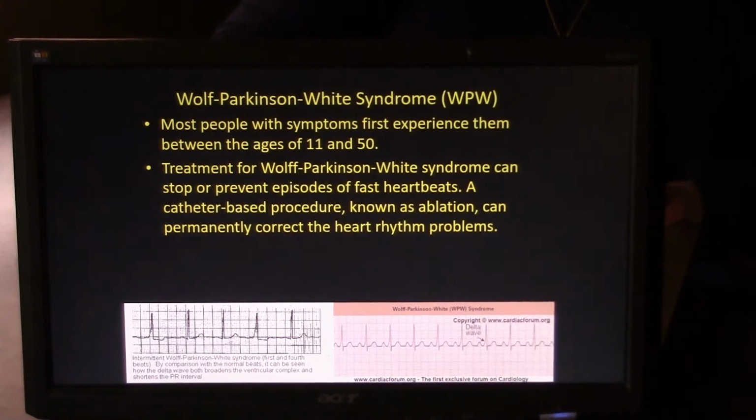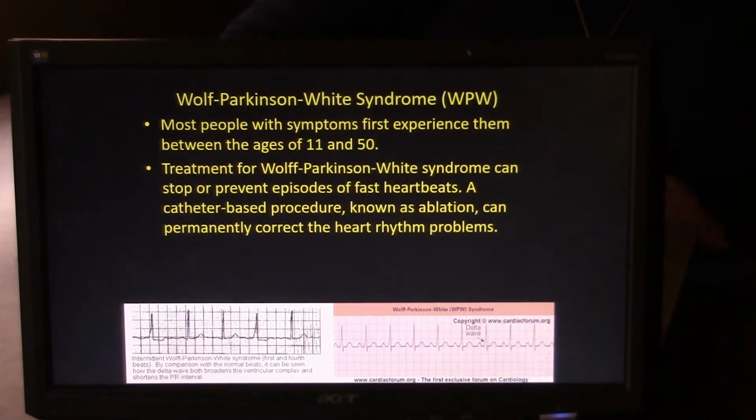Now, one thing I want to go over, and this is so critically important, is the concepts that are important to remember, because I've seen people treat dysrhythmias without treating the patient first.